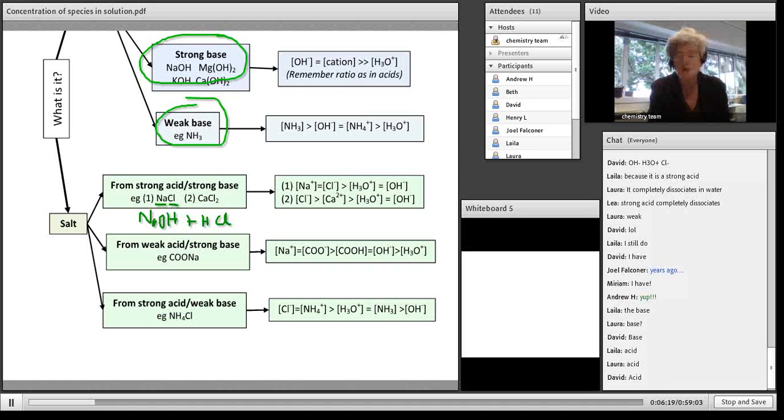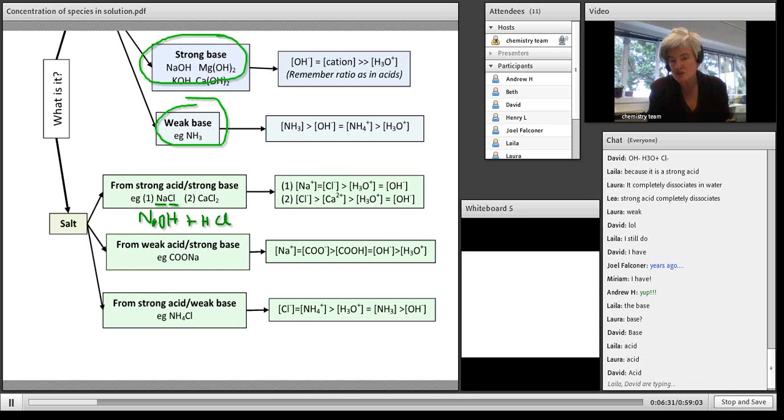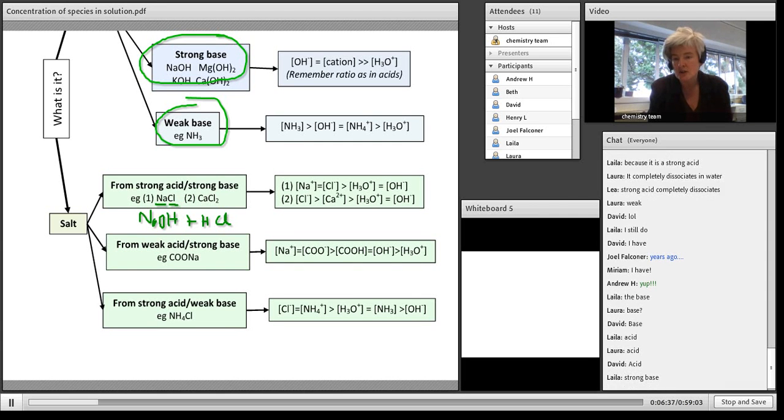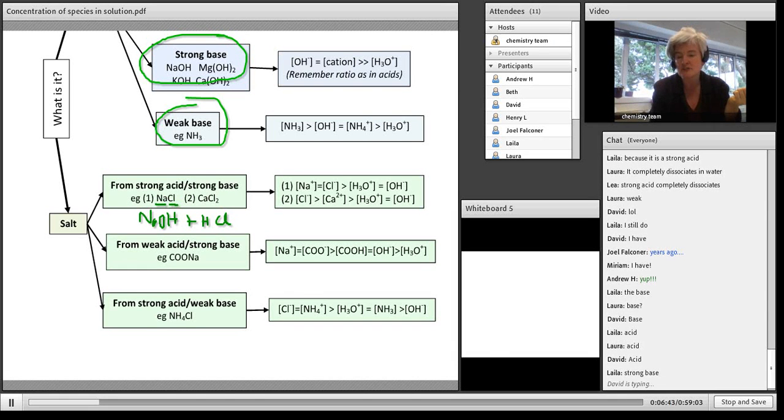So if you had, for instance, potassium sulfate, what sort of salt is potassium sulfate? By that I mean, is it from a strong acid, strong base, or weak acid, strong base? So think of potassium sulfate. It comes from the strong base, potassium hydroxide. The sulfate comes from, so now you've got to think of what acid involves sulfate.